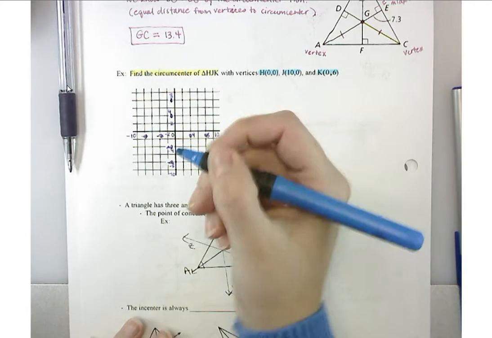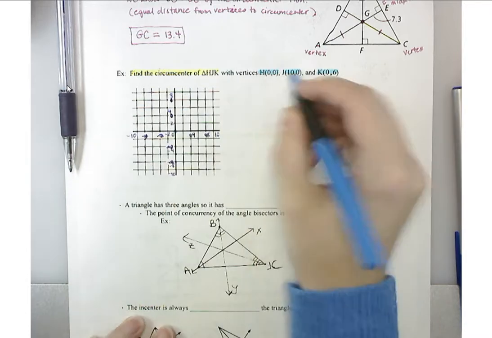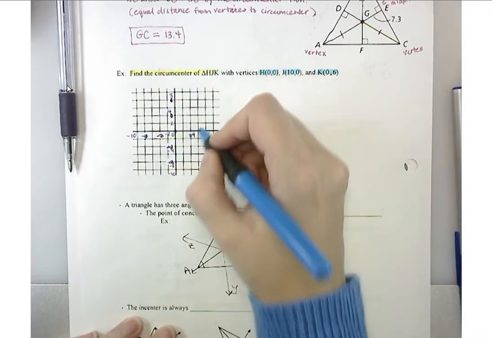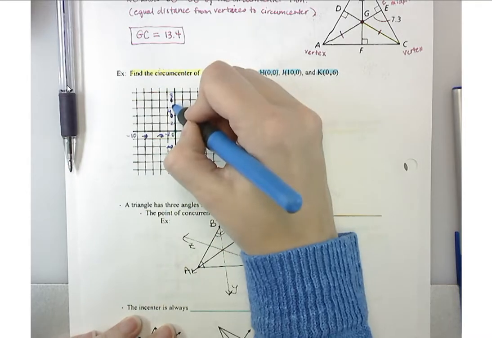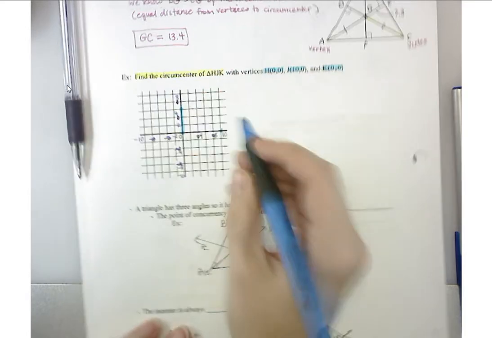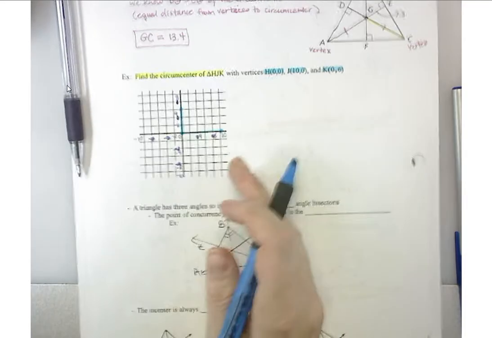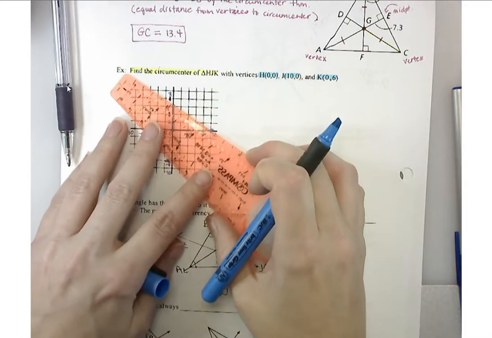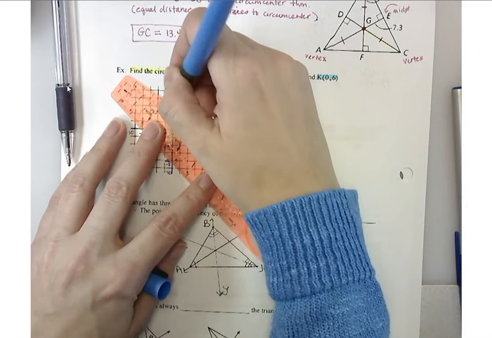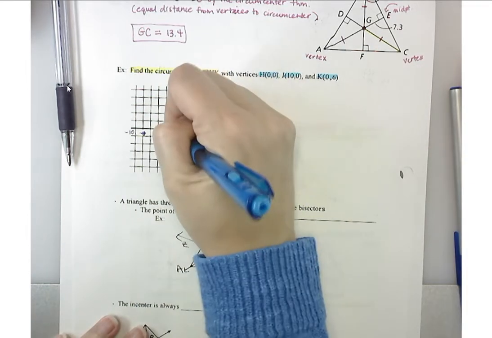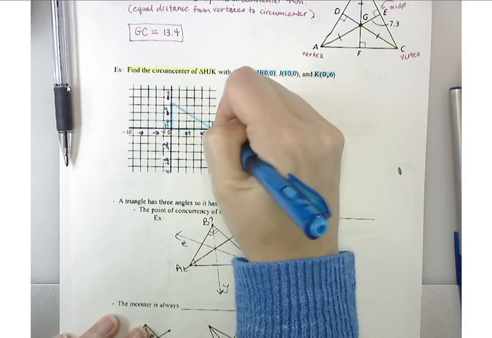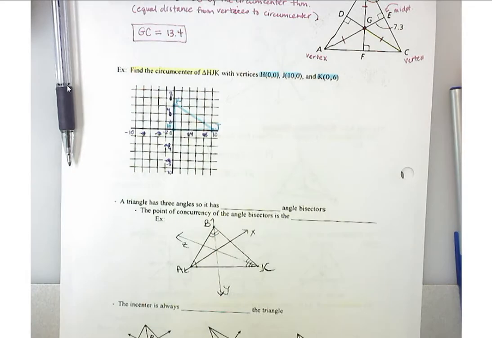So H was right at 0, 0. My next point, and I am going to label these, so I want you to do that too. J was at 10, 0. And then I have 0, 6. So this was my triangle. And then we're just going to label our vertices. So H was right at the origin. J is my x-intercept. K is my y-intercept.